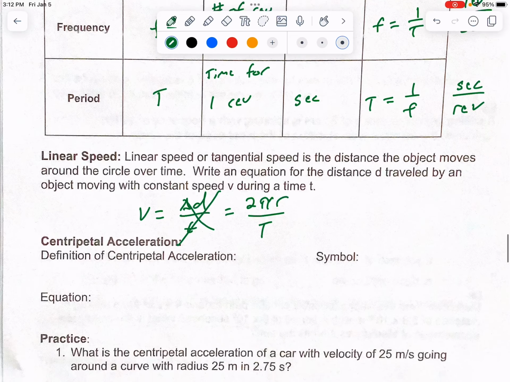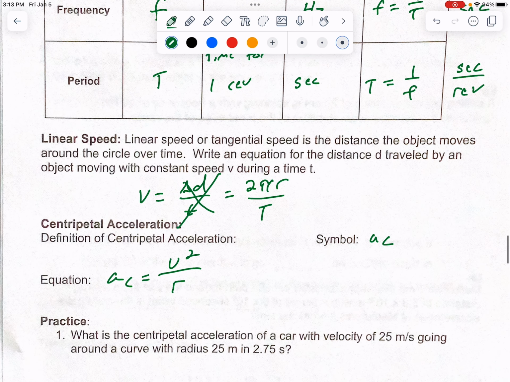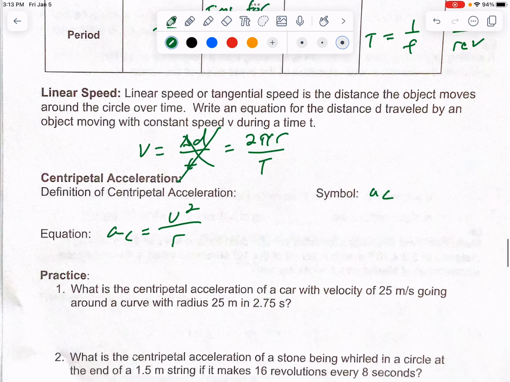So we're not necessarily going to use d over t, we're going to use the circumference over your period. Now, the definition of centripetal acceleration is acceleration experienced in circular motion by changing direction. I'm not going to worry about writing that down. You've got the definitions in the previous video. Your symbol is going to be a_c, and your equation is a_c equals v squared over r. Just be careful with these equations. It's real easy to get T and r in the wrong spot, or forget to square something. So just make sure you take your time and set things up correctly.